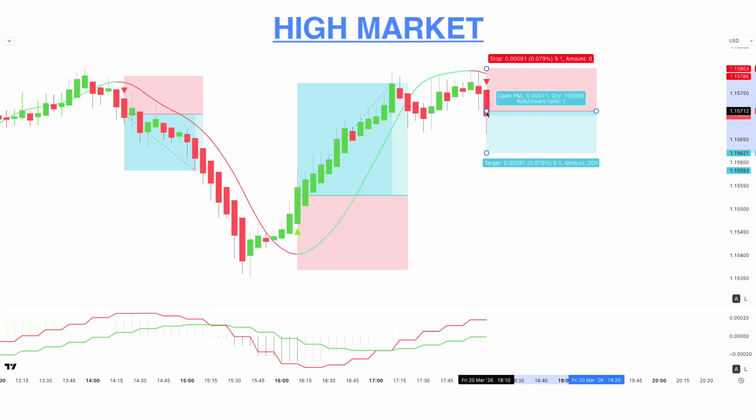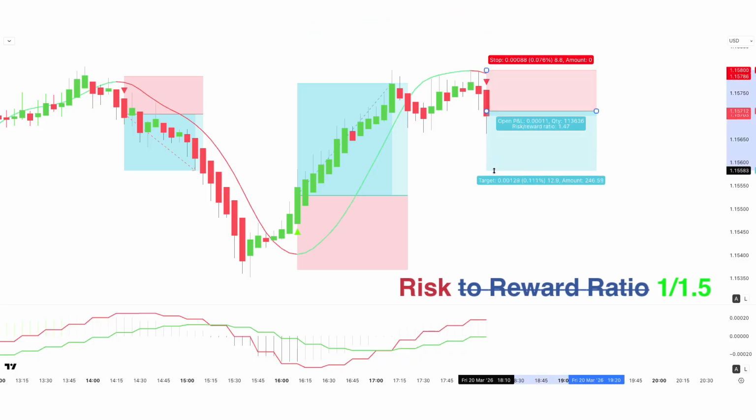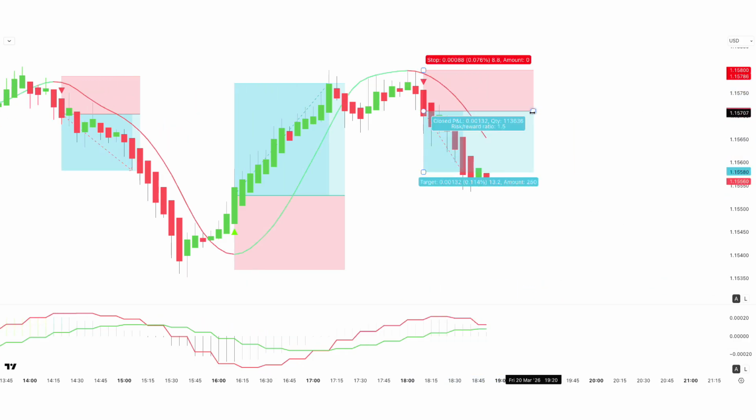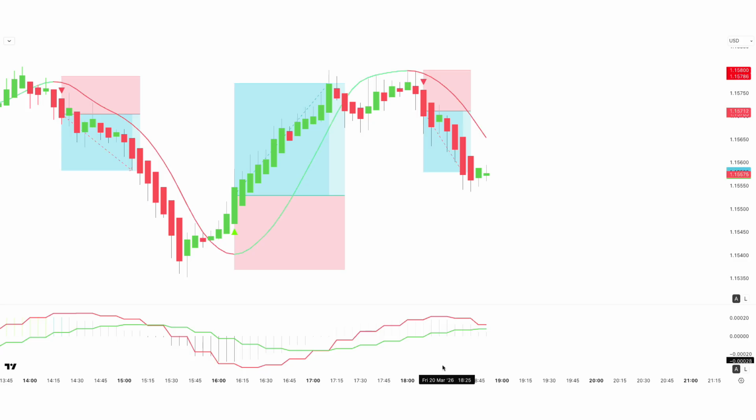Our stop loss is to be placed at the previous high of the market, and the risk-to-reward ratio will be 1:1.5. We have won the trade. Let's find the next trade.